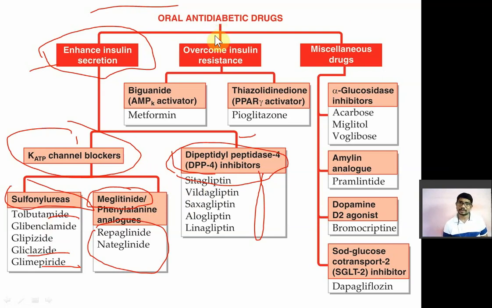Now the second class is the drugs used to overcome insulin resistance. This kind of drug is used in patients who have insulin, but there is less effect of insulin. They will increase the sensitivity to insulin.